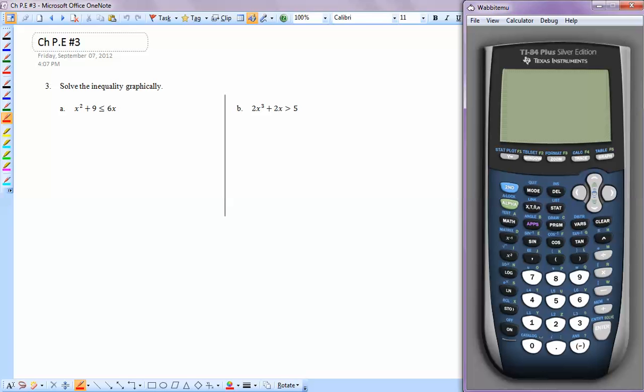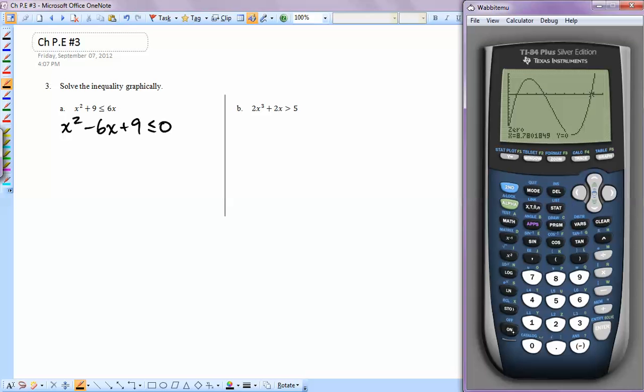You could graph, for part A, y1 equals x squared plus 9 and y2 equals 6x, and then just look at the graph and try to figure out when y1 is below or the same as y2. But I prefer to get everything on one side and just deal with zeros, because I think that's easier for me. It's up to you how you want to do it. When I do this, I got x squared minus 6x plus 9 is less than or equal to 0.